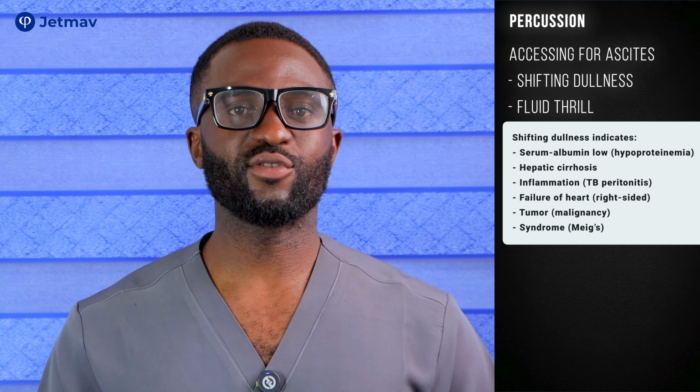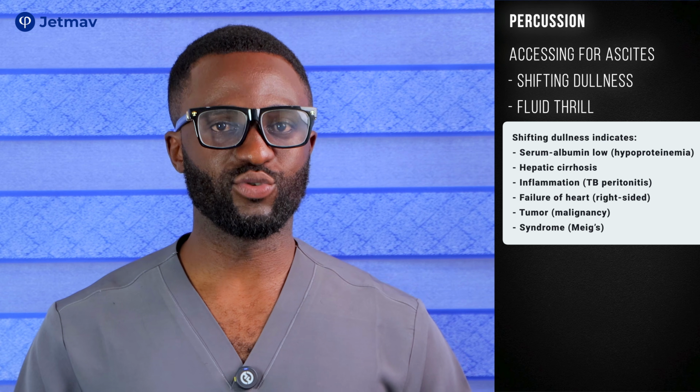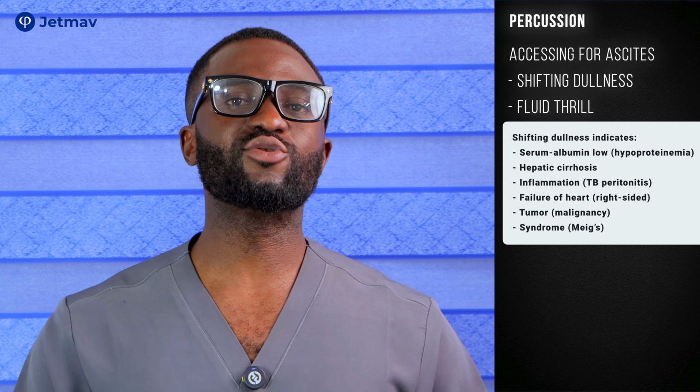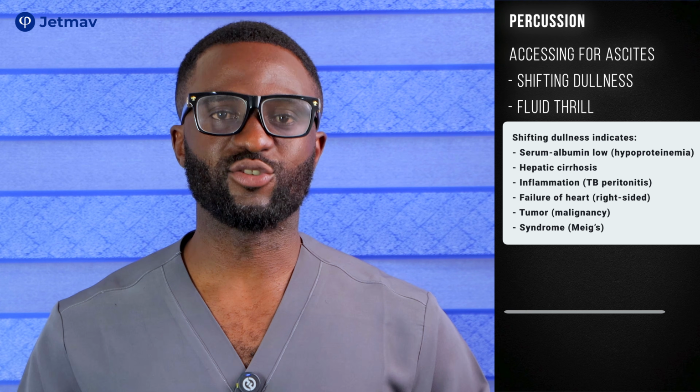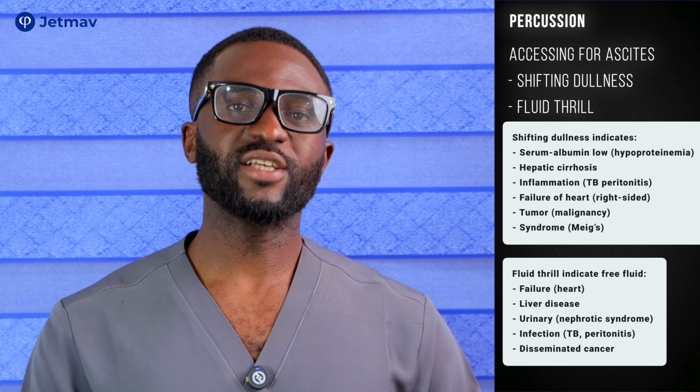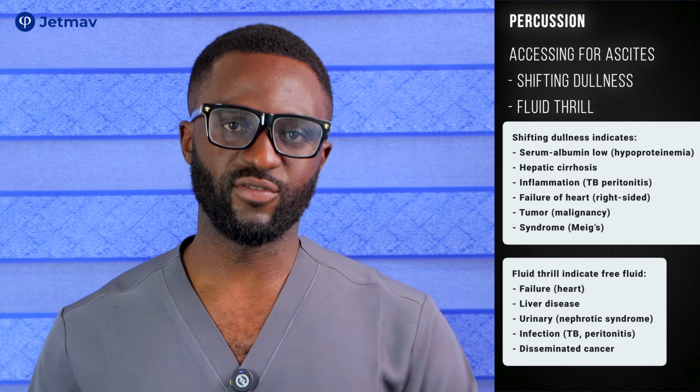You are not expected to do the 2 of them in every exam. So depending on the level of ascites, it will determine the one to use. But in most exams, you're expected to do shifting dullness. But when it is negative, you can now go ahead to do a fluid thrill. But when shifting dullness is positive, there is no point doing a fluid thrill.